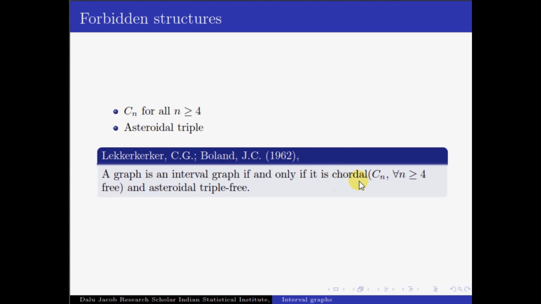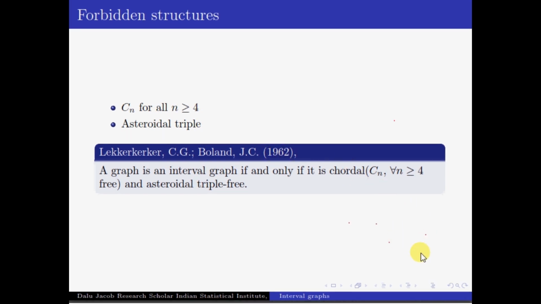By chordal graph we mean the graph which does not contain any of these Cn, n greater than or equal to 4, as induced subgraphs, and asteroidal triple free. So using these two forbidden structures we can characterize interval graphs. Actually, this was the first characterization for interval graphs that we can find in the literature.